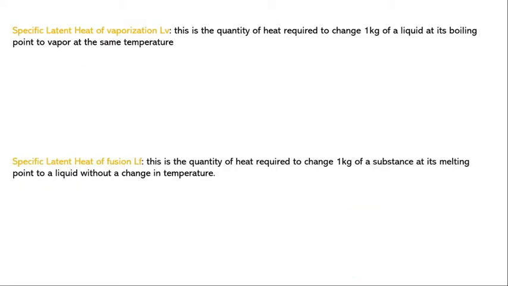All right, so now that we know what sensible heat and latent heat are, let's go into the various types of latent heat that we have. First, the specific latent heat of vaporization. This is the quantity of heat required to change 1 kilogram of a liquid at its boiling point to vapor at the same temperature. Like I said earlier, if you change a liquid at its boiling point to vapor, or into the gaseous phase, at the same temperature, that particular type of heat energy you are applying is what we call the latent heat of vaporization.